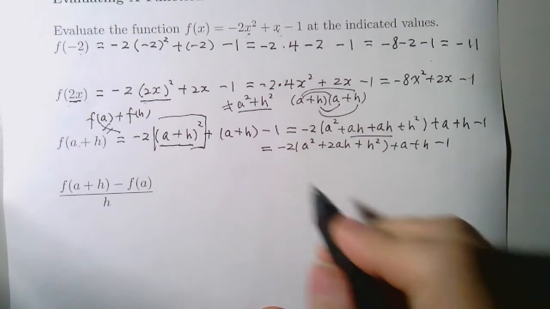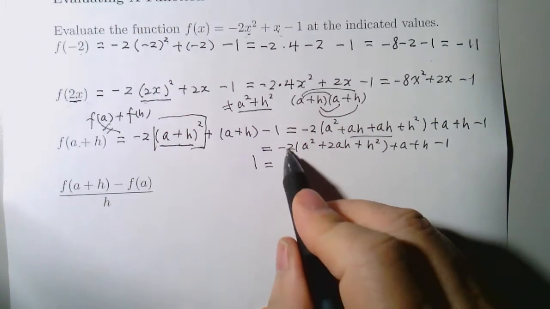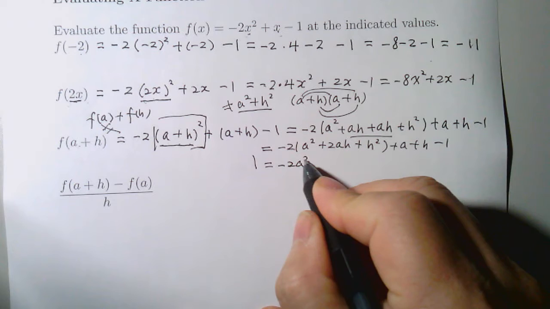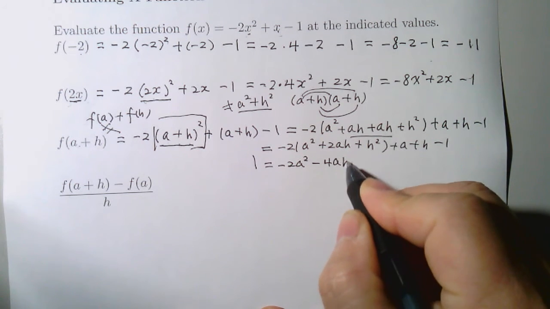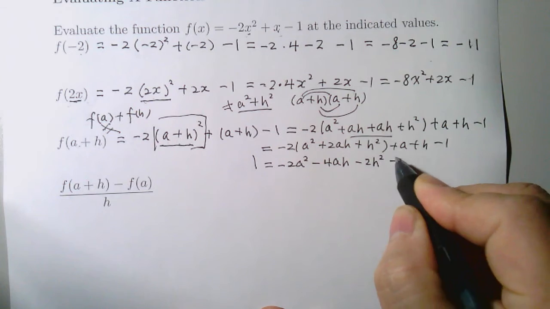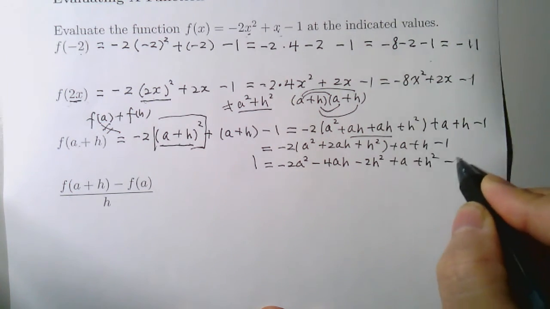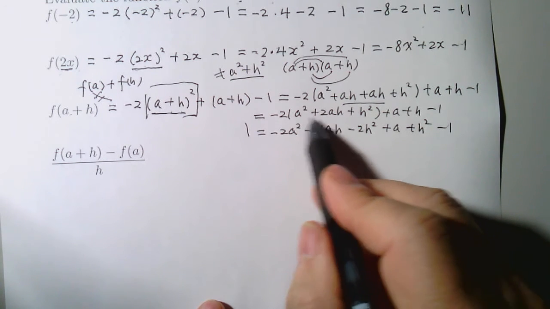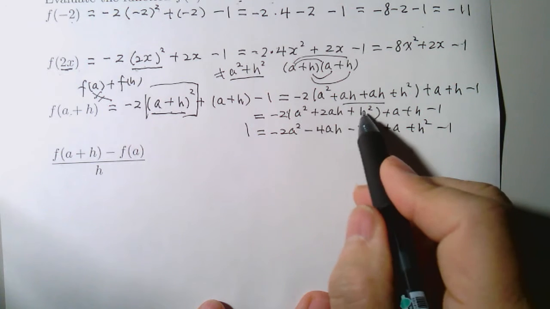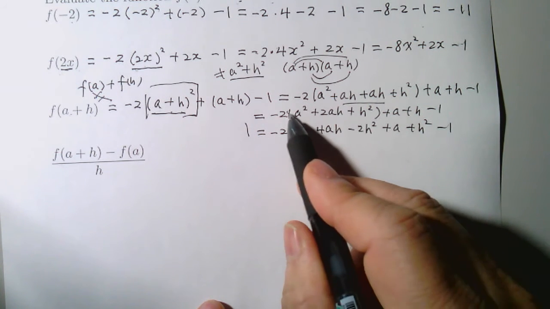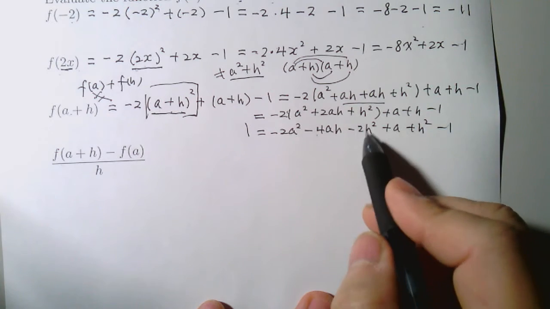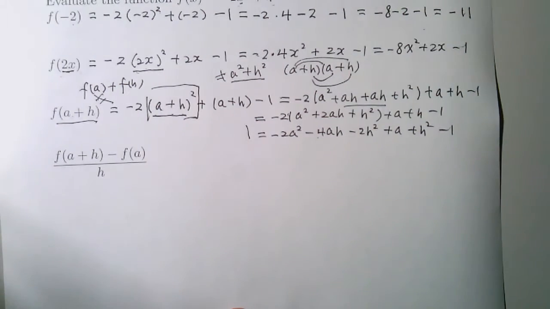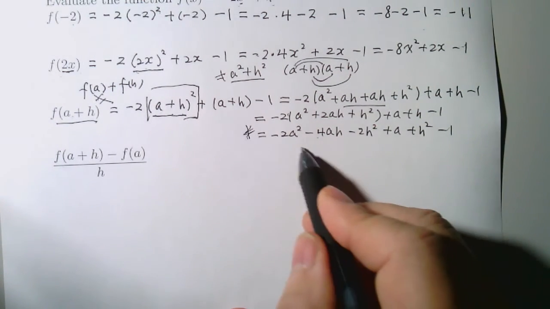Okay, so here, if you want, distribute negative 2 to each of them. You get negative 2a squared minus 4ah minus 2h squared plus a plus h minus 1. And remember, when you do distribution, make sure you distribute to every term: negative 2a squared, negative 4ah, negative 2h squared. Okay, so now we have evaluated f of a plus h, which is this here.